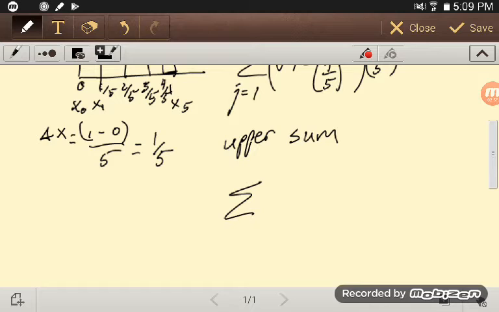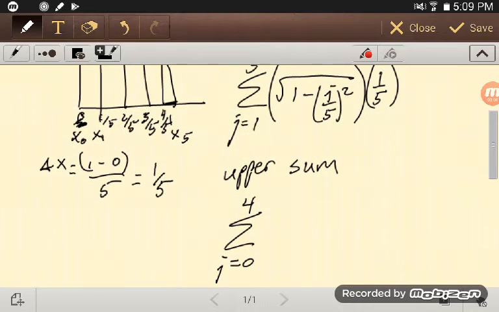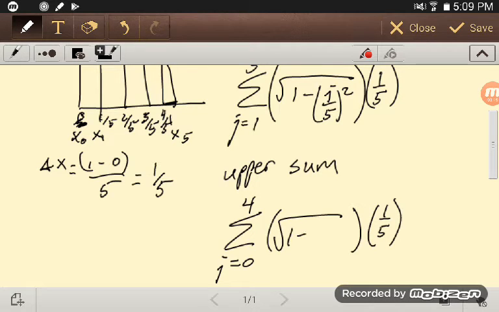And my upper sum, or my upper bound, is the left-hand side. So the left-hand side, I just go from 0 to 4. Start here at 0, and then 1/5 up to 4/5. So the inside part, the stuff I'm summing up, and the delta x, those are all the same. So this is square root of 1 minus j over 5 squared, like that. And so now I can go to Desmos and check these out, and hopefully I won't write them backwards this time.